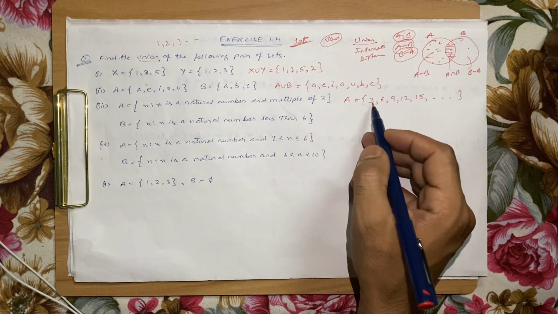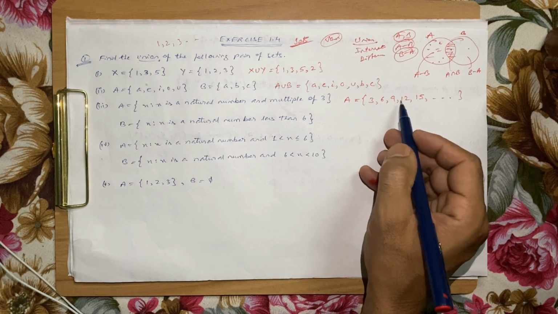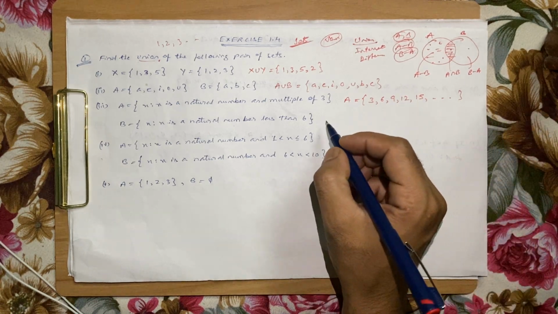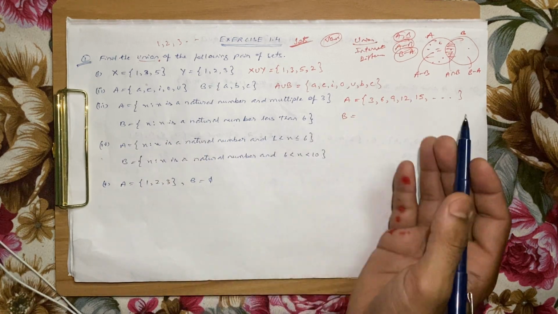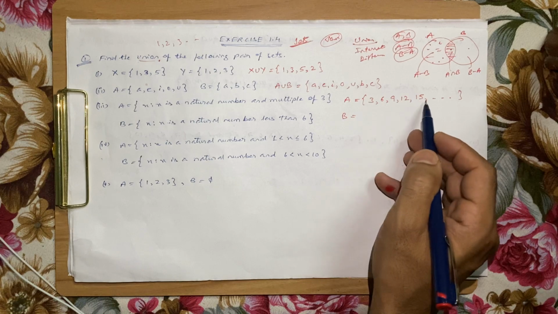Okay. This is 3 one time. This is 3 two times, 3 times, 4 times, 5 times, like that. Okay. And set B is this one. This is also in the set builder form, so we'll try to write it in the roster form so that we can check each and every element.